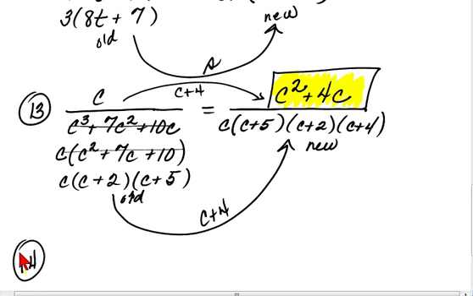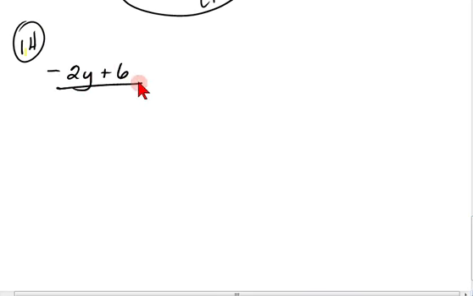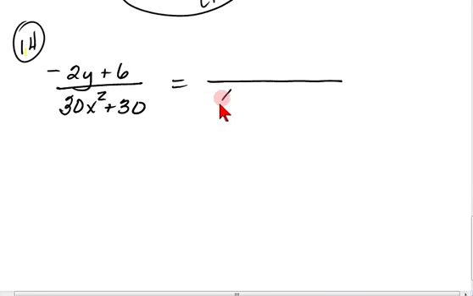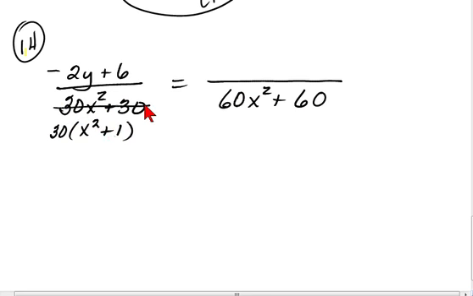Okay, last one in this set. Number 14, I have negative 2y plus 6 over 30x squared plus 30 equals something over 60x squared plus 60. Now I can do some factoring. By the way, this is the first and only denominator in this group that didn't come to you factored. This one would factor into 30 times x squared plus 1, which does not factor any further. The new denominator is 60 times x squared plus 1, and it doesn't factor any further.